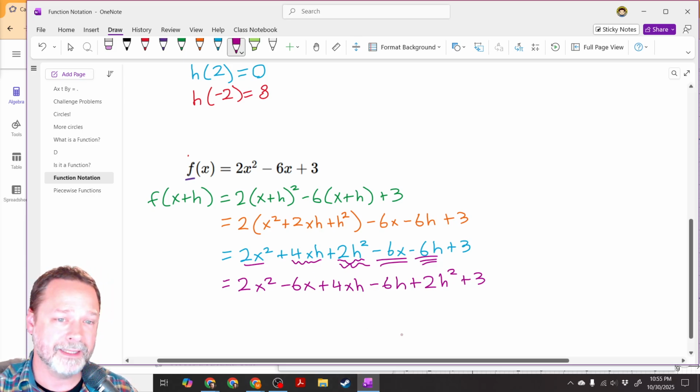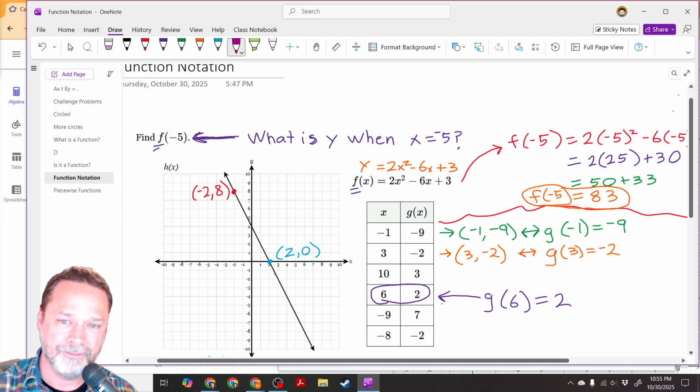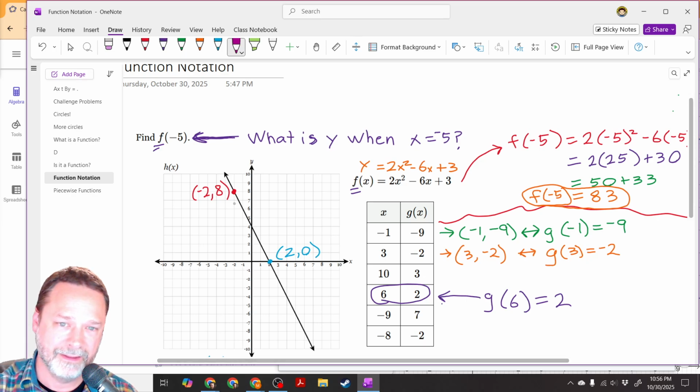So that's it. There's my explanation of function notation, with lots of ways functions can be represented.